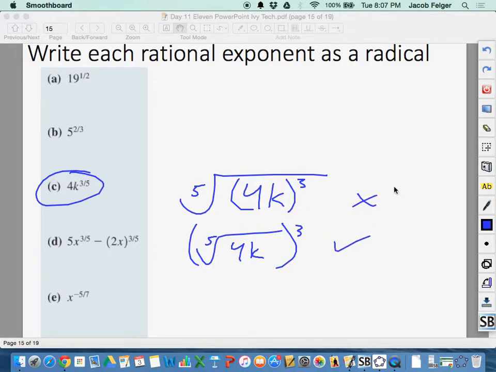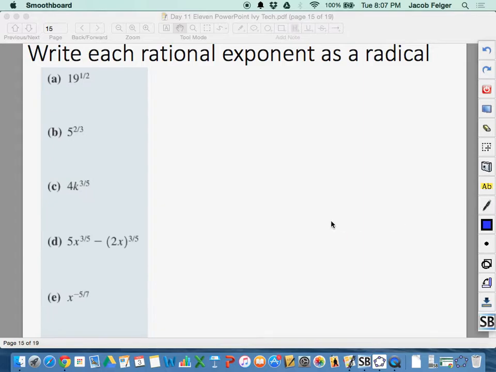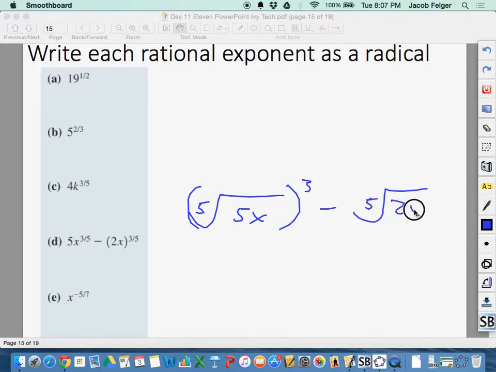Okay, who can write D? This is the hard one. Who are we going to pick on? I mean, call on. Maggie. Five in the crook. Yep. Square root of 5x to the third, minus 5 in the crook, 2x to the third. She's good. That's all you can do.